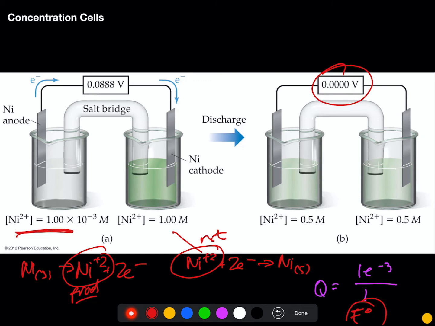Which means no net flow of electrons. Or we could say that the flow of electrons forward and the flow of electrons in reverse are equal, so there is no net flow of electrons. And we'll see here that the colors of my two solutions are the same, which also indicates that obviously we've reached equilibrium. Does it make sense? So the Nernst equation is how a concentration cell is built. Make sense?